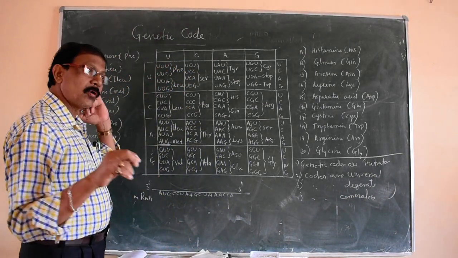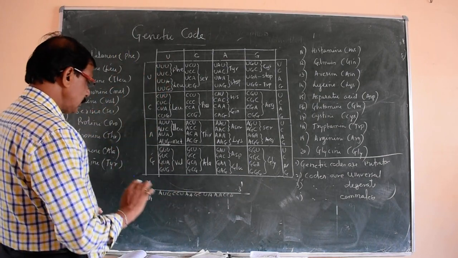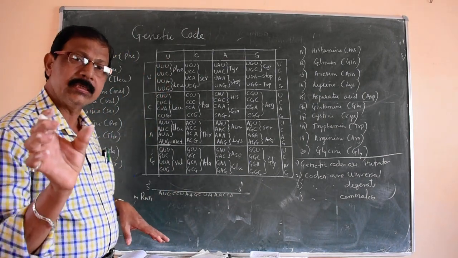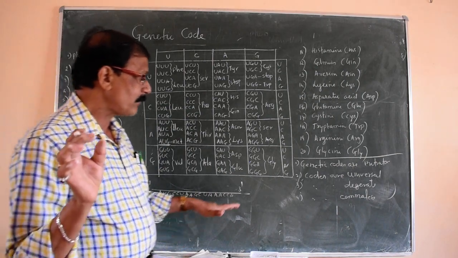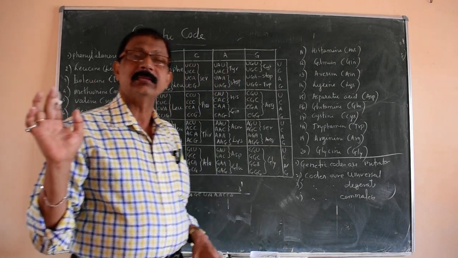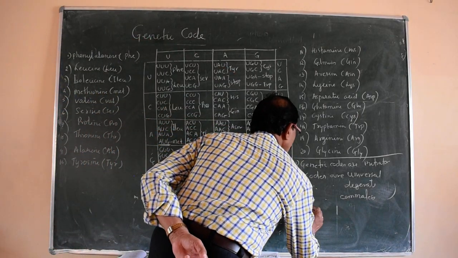And that has to be read from the 5' end to the 3' end, not from the 3' end to the 5' end. As a set of 3, that is a triplet codon. It is called a genetic code, and without any punctuation mark, and that is what you call commaless. Next one, the genetic codes are terminated.